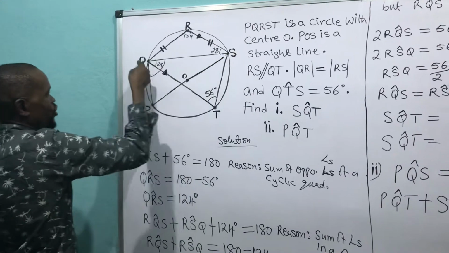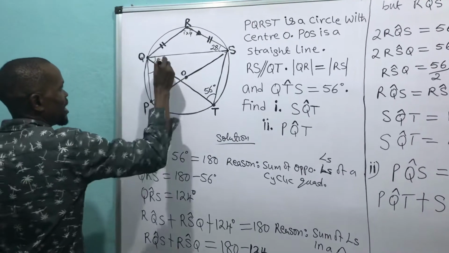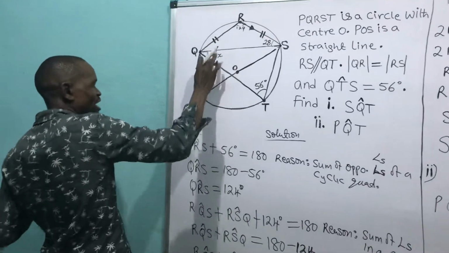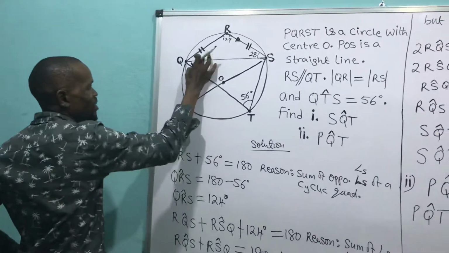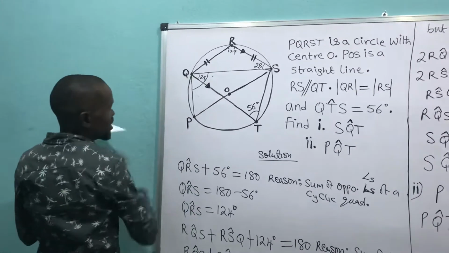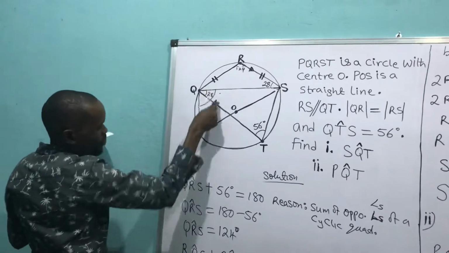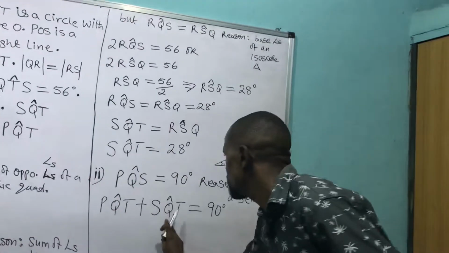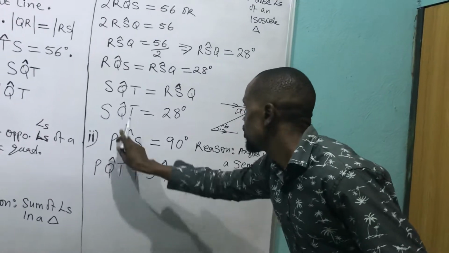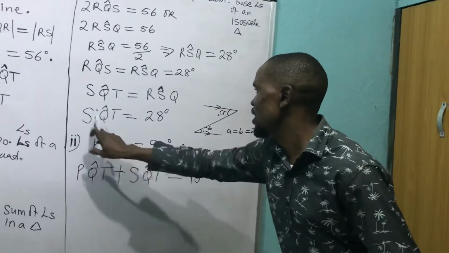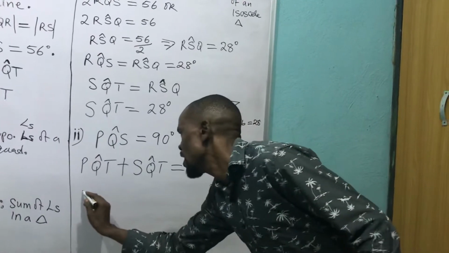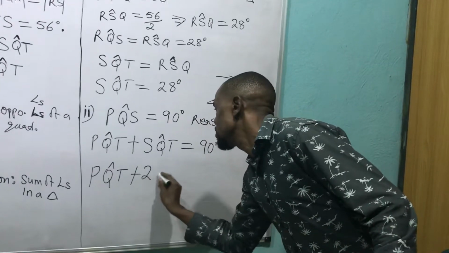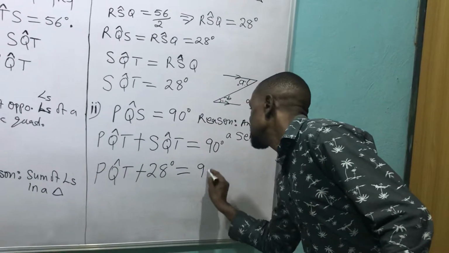And I'm saying this angle plus this angle, which is Y, is 90 degrees, because here the total is 90 degrees. That means this angle plus this angle, let me repeat it again, equals 90 degrees. But I know PQT, I know XQT. Look at it. XQT is 28. I can say PQT plus 28 degrees is equal to 90 degrees.